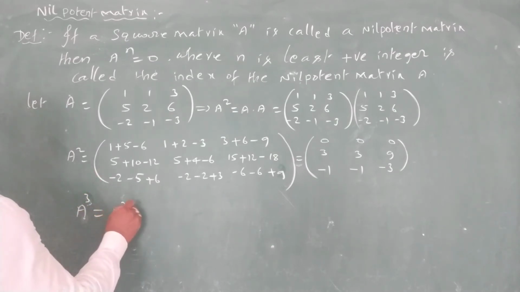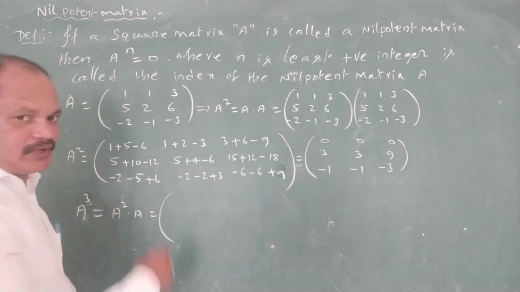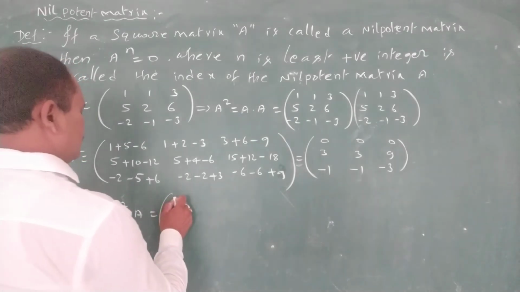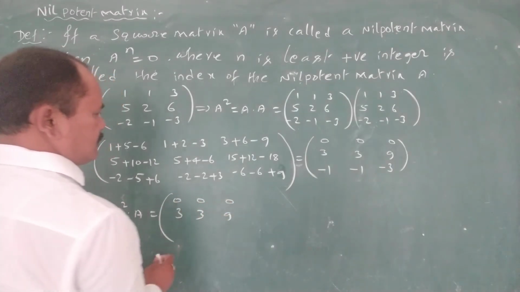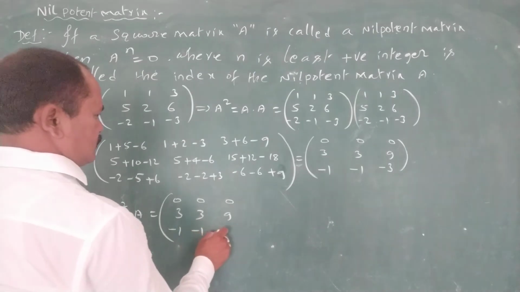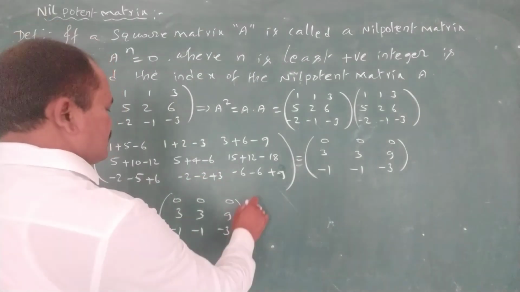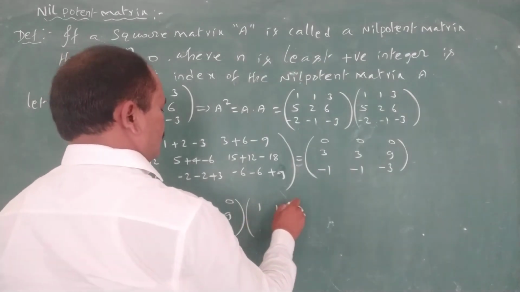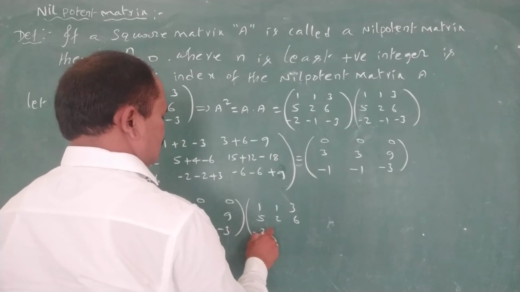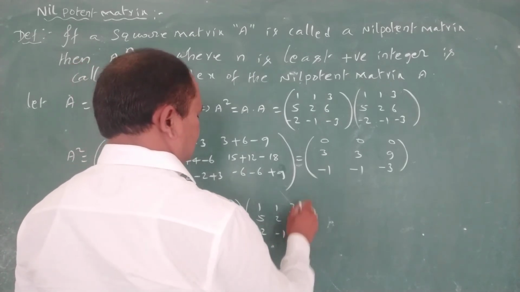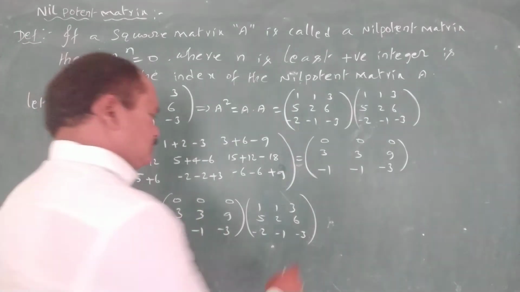So we have to find A cube. That is A square into A. What is A square? [0 0 0; 3 3 9; -1 -1 -3] into A. What is A? That is [1 1 3; 5 2 6; -2 -1 -3]. Right? Now we have to multiply.